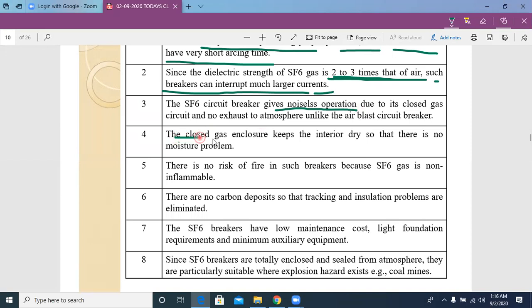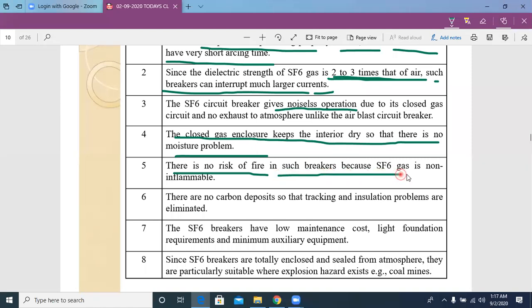The closed gas enclosure keeps the interior dry so that there is no moisture problem. One more important point, we need to keep SF6 gas moisture free. Otherwise, moisturized SF6 gas may damage the surface of the contacts or the circuit breaker. So we always keep SF6 moisture free, and we need to be careful about that. One more thing, there is no risk of fire.